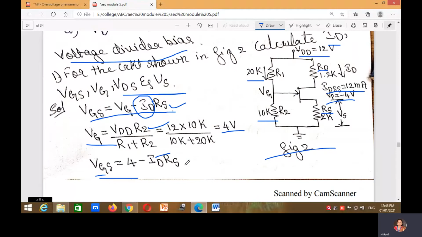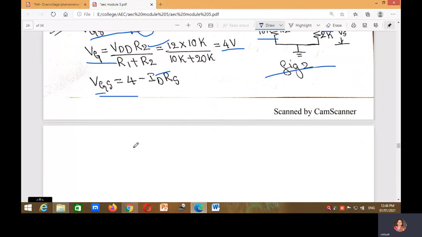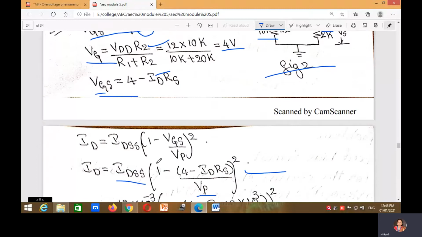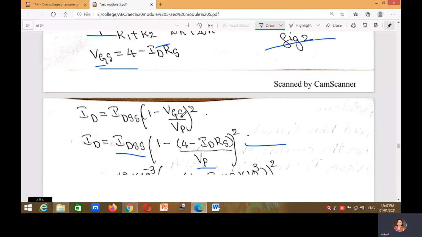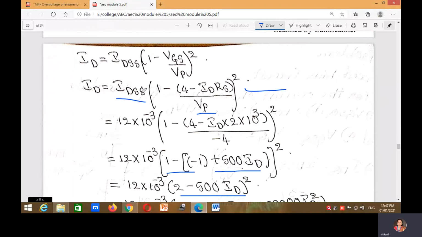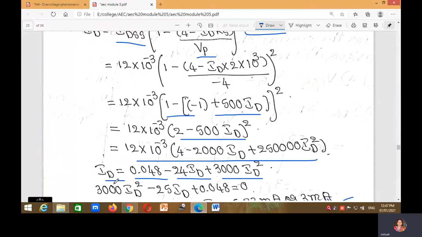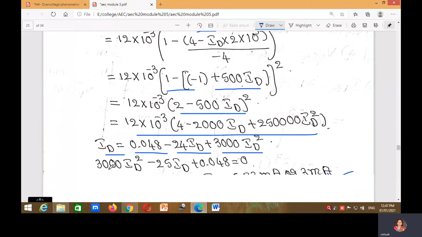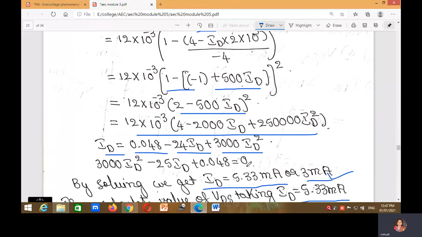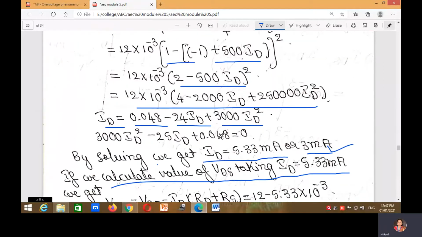VGS is equal to 4 minus ID into RS. Next, ID is equal to IDSS times (1 minus VGS divided by VP) whole square. We know that VGS is equal to 4 minus ID into RS. Substitute, and we know the value of IDSS, substitute. If you solve this equation step by step, you'll get the final equation 3000 ID square minus 25 ID plus 0.048 is equal to 0. From this equation, you'll get two roots: ID is equal to 5.33 milliamps or 3 milliamps.